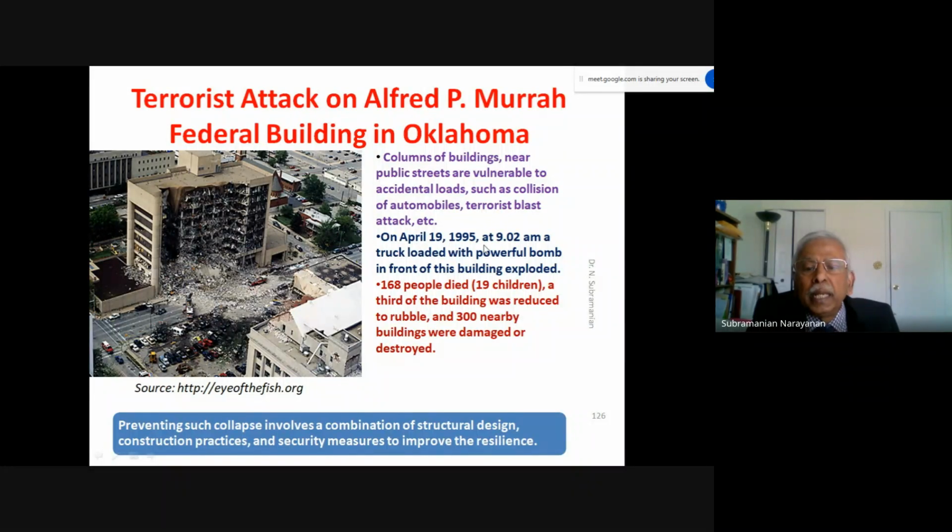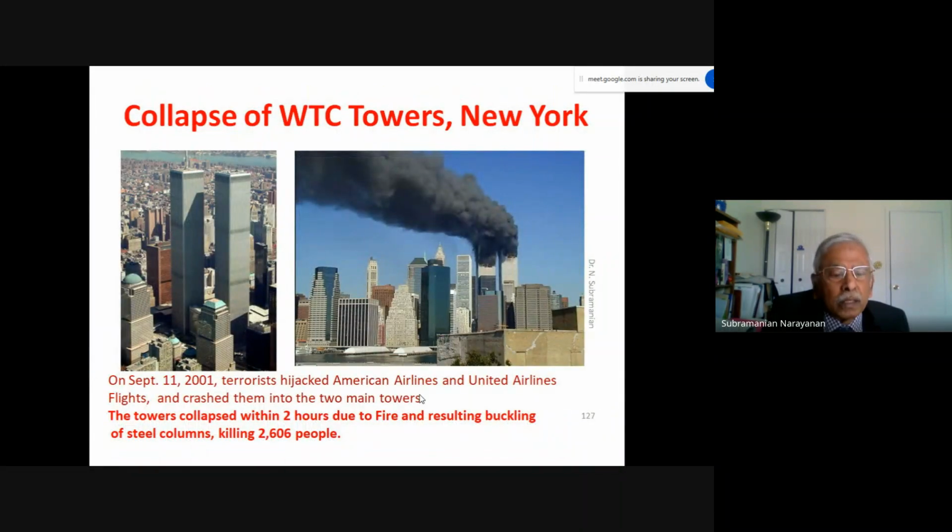On April 19, 1995, at 9 a.m., a truck loaded with a powerful bomb in front of this building exploded. 168 people died. A third of the building was reduced to rubble, and 300 nearby buildings were also affected. Preventing such collapses involved a combination of structural design, construction practices, and security measures to improve the resilience. Of course, this is also a terrorist attack, but I have already discussed this building.